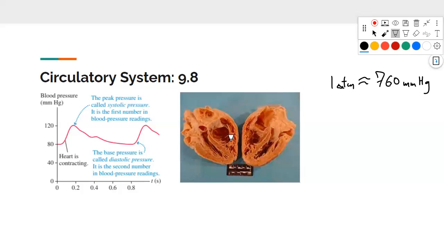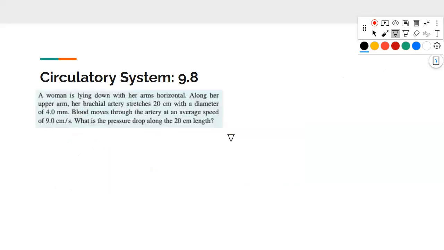And I wish we had more time and could get into some of the details. But anyways, I wanted to give another sample problem with viscous fluid flow. And so this one is specific to the circulatory system. So we have a woman lying down, and her arm is horizontal. So we can imagine there's a horizontal pipe.